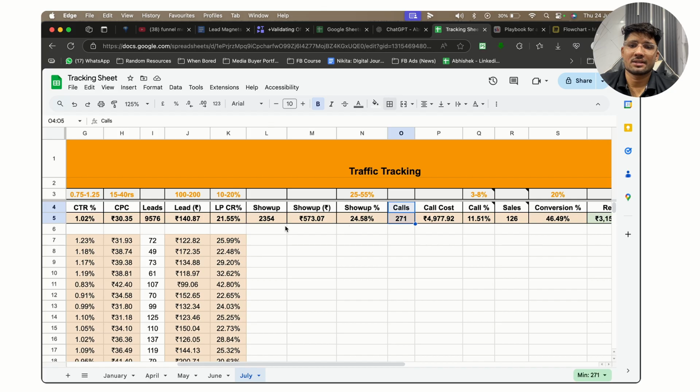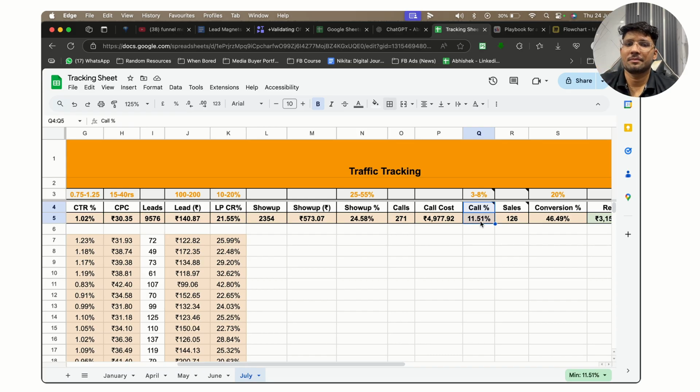Now, even after this, 2,354 people showed up, after making the offer to the audience we were still able to generate 271 calls. This was a paid call booking, 271 people paid 999 rupees to book a call with us. Each call booking cost us around 4,977. Usually the call booking percentage we keep around 3 to 8%, but just because the quality of audience was great, call booking percentage was better than average.